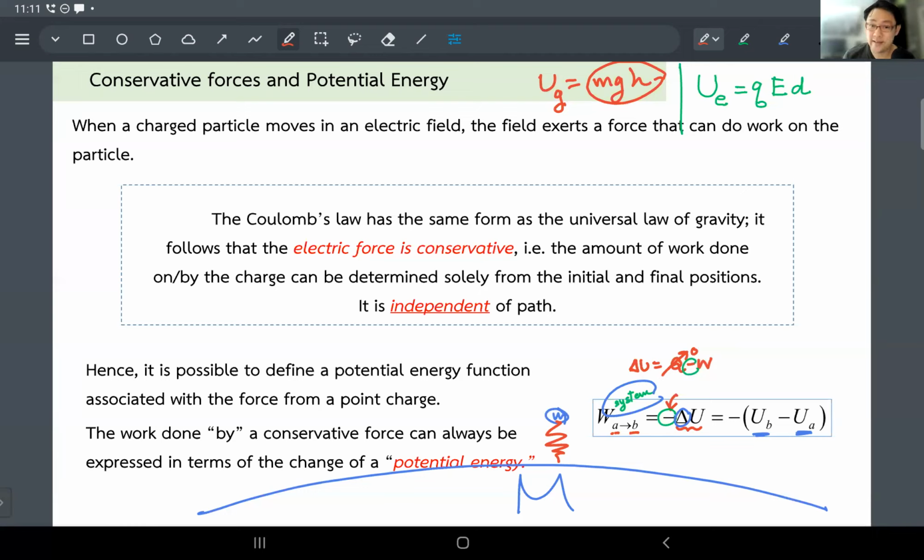Okay. And that is the reason why you have to be careful with who's doing the work. Because now, if you want to go against the field, guys, I want to bring this mass up. Somebody has to come in and grab this one and pull this one up against the field. Gravity is pointing down. You are trying to go against the field.